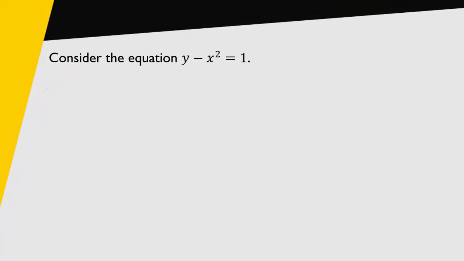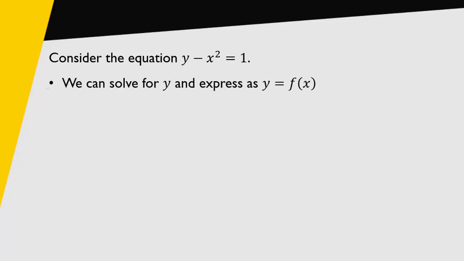So first we'll consider the equation y minus x squared equals 1. Now this is a really nice equation because we know that we can solve this for y and then express it as y equals some function of x. So we can write this as an explicit function of x. And that's really nice. That lets us work with this equation a little easier.